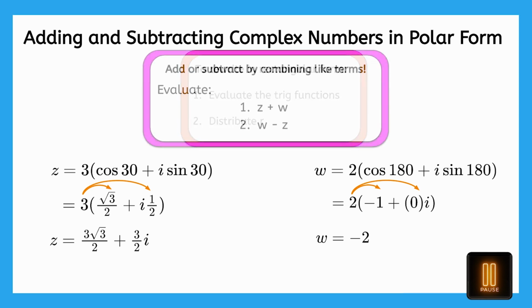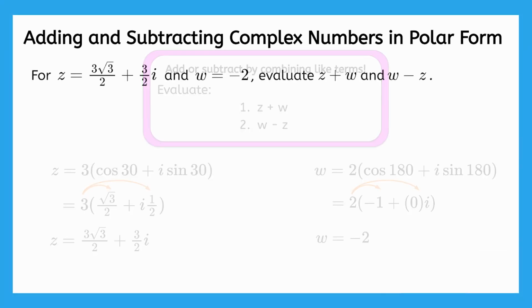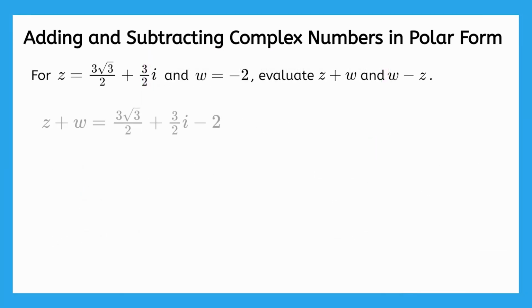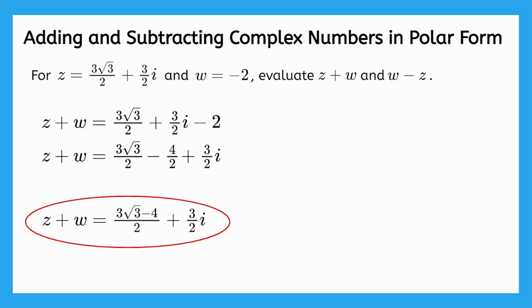Pause the video and evaluate z plus w and w minus z. Check your work. For z plus w, I start with 3 square root 3 over 2 plus 3 over 2i minus 2. 3 square root 3 over 2 and negative 2 are like terms. To combine them, I make a common denominator of 2. Note that 3 over 2 includes i and cannot be combined with any other terms. So my final answer is z plus w equals 3 square root 3 minus 4 over 2 plus 3 over 2i.